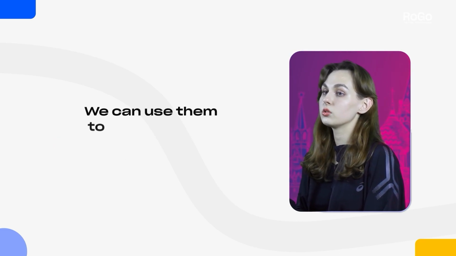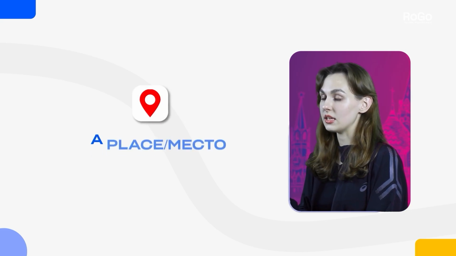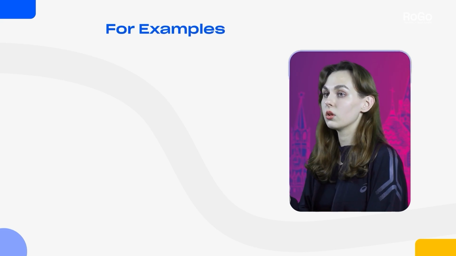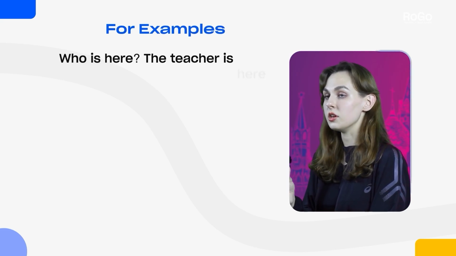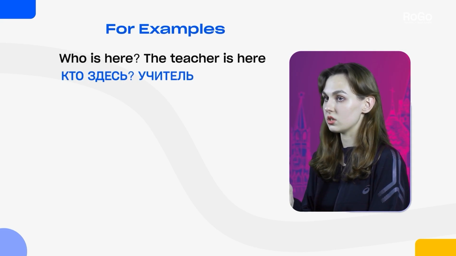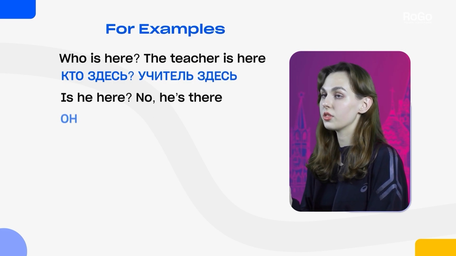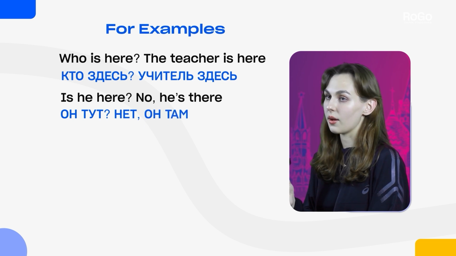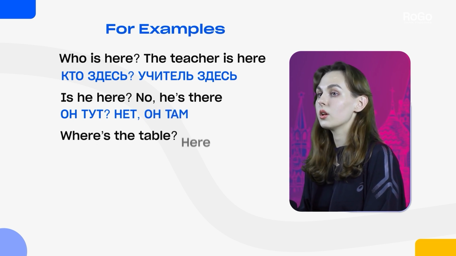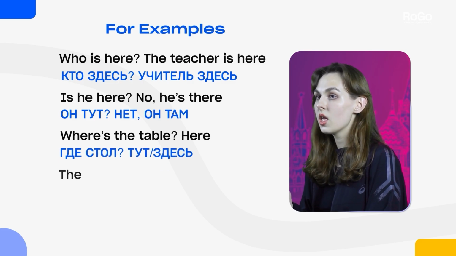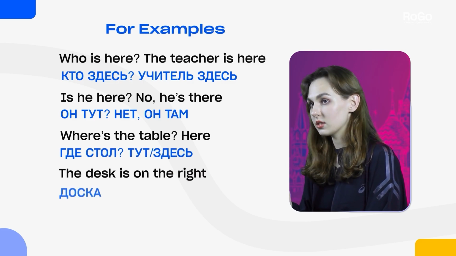Now let's talk about situations when we use adverbs more precisely. We can use them to describe first, a place, место, where, где. For example, who is here? The teacher is here. Кто здесь? Учитель здесь. Is he here? No, he's there. Он там? Нет, он там. Where is the table? Here. Где стол? Тут or здесь. The desk is on the right. Доска справа.